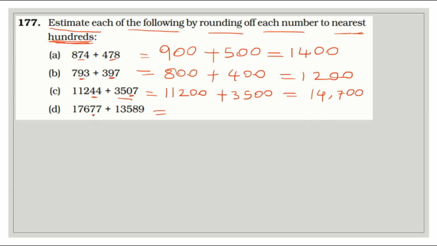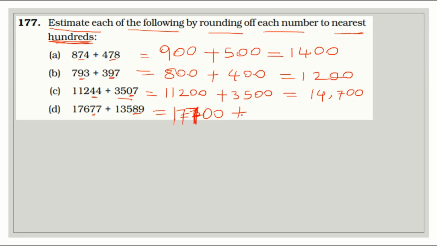Here tens place is 7, so rounding off to nearest hundreds becomes 17,700, because 700 it becomes. Why? Because it is more than or equal to 5. So 17,700. Again rounding off to nearest hundreds by watching tens place.